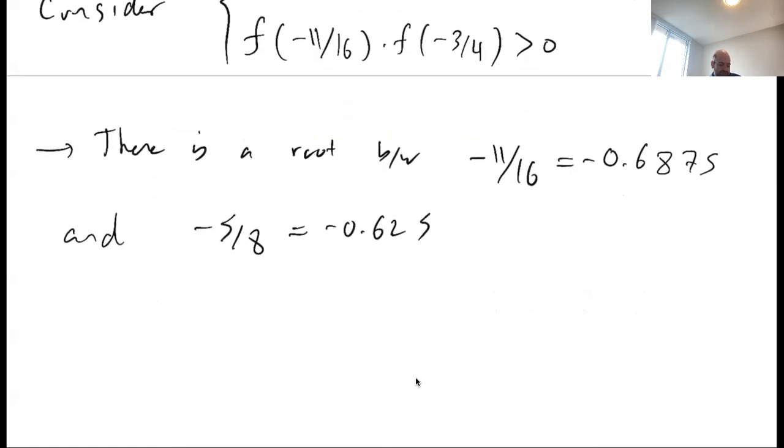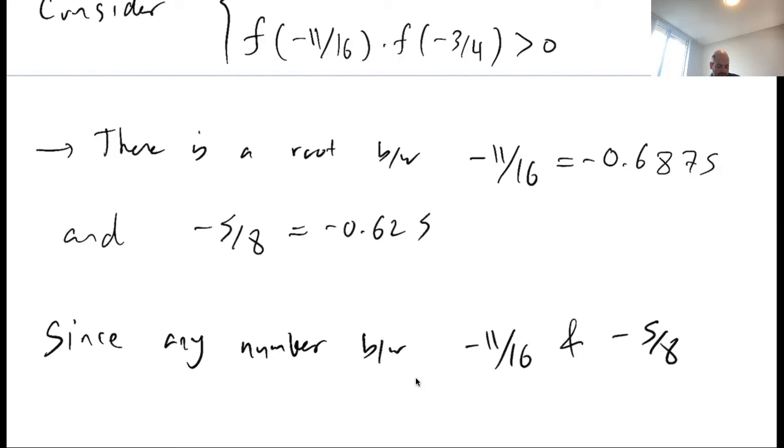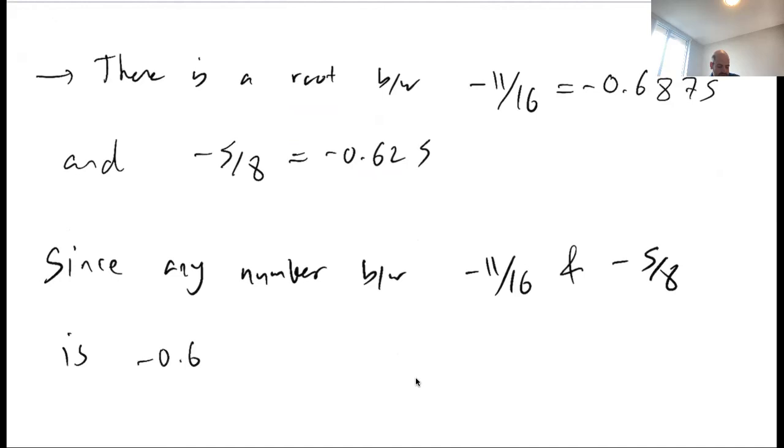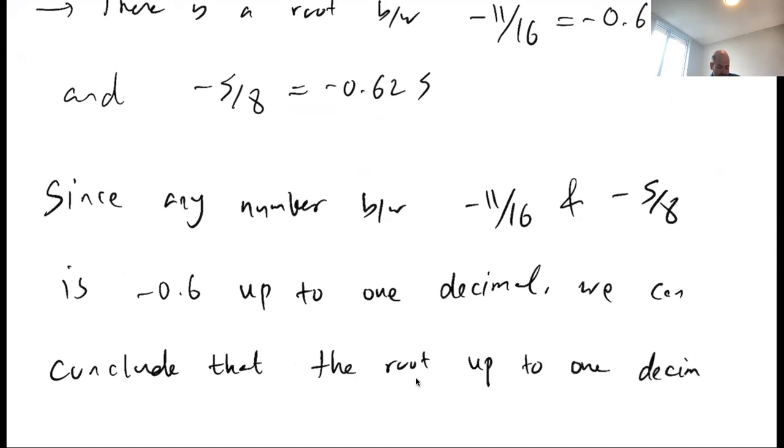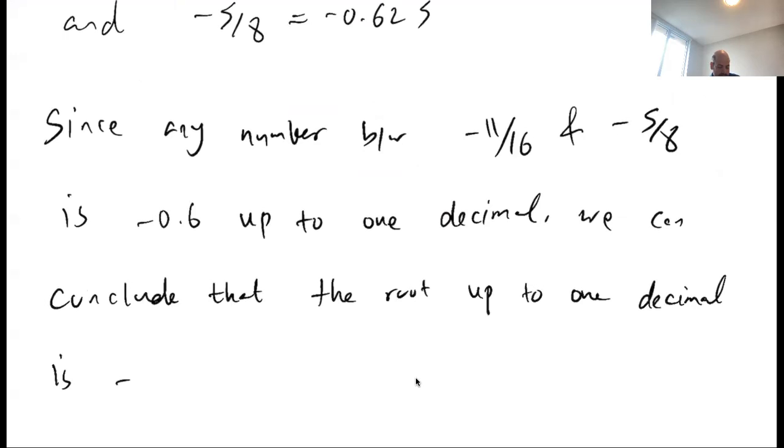So here I can say that since any number between minus 11/16 and minus 5/8 is minus 0.6 up to 1 decimal, we can conclude that the root up to 1 decimal is minus 0.6.